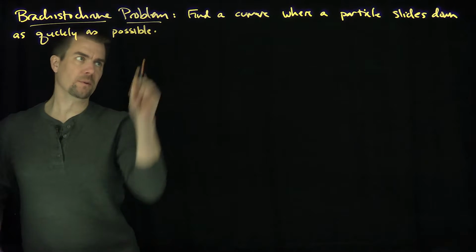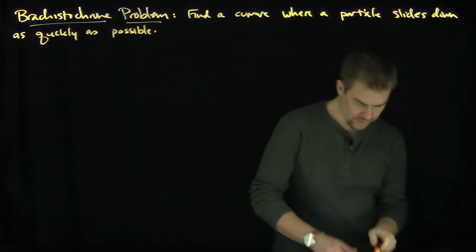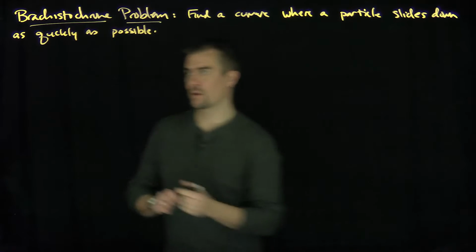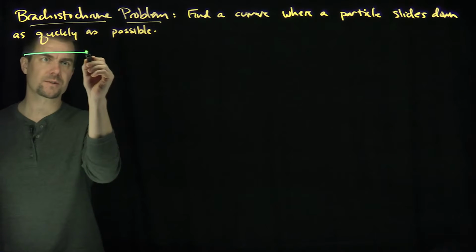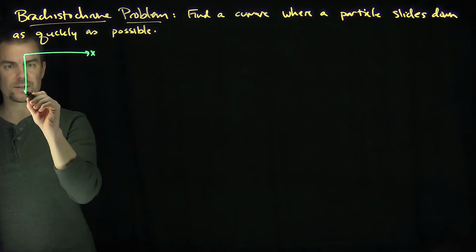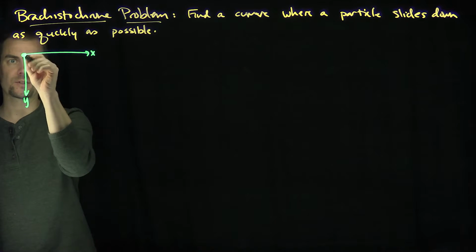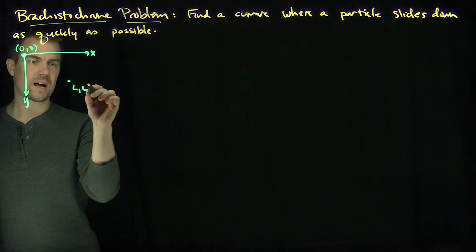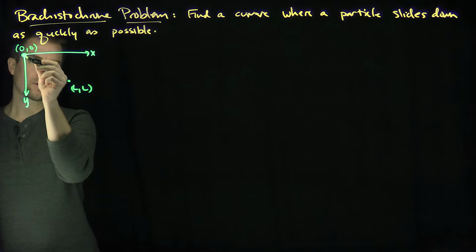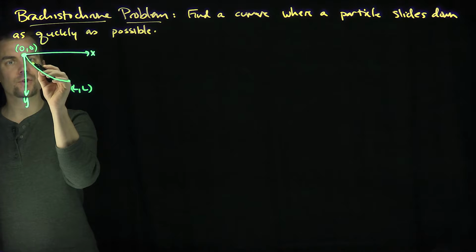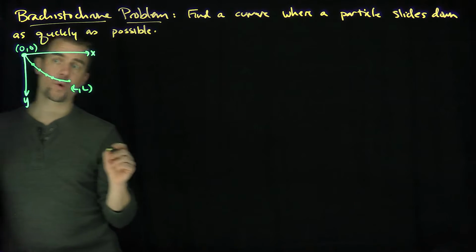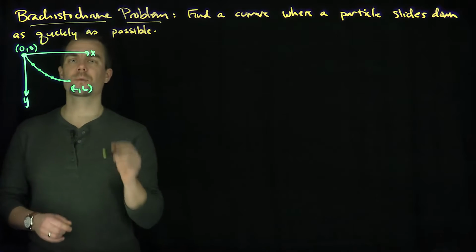So let's formalize this a little bit. My idea is that I'd like to find a curve. I'm going to orient the x-axis this way, the positive y-axis this way. I'm going to flip the axes to make the problem look a little bit nicer. I'm going to start at the origin, and I'd like to go to this point over here, L, comma, L. And I want to find the curve where, if there's no friction along this wire, a particle with mass m will slide down this curve as quickly as possible. So that's my objective.